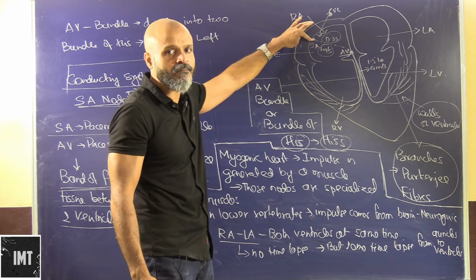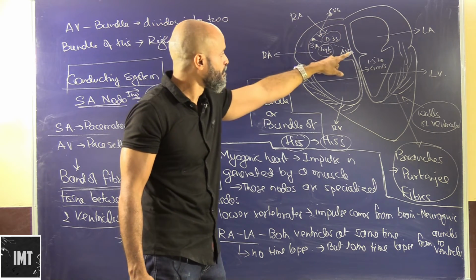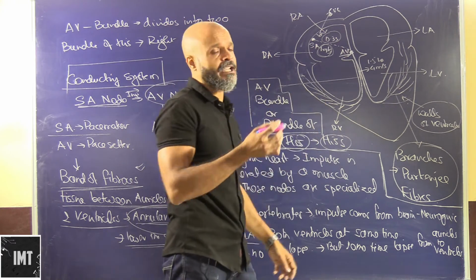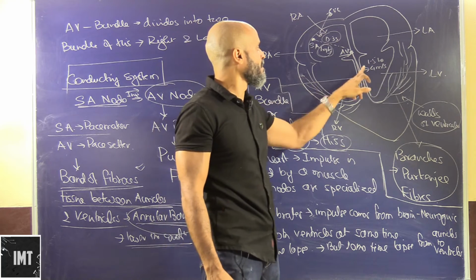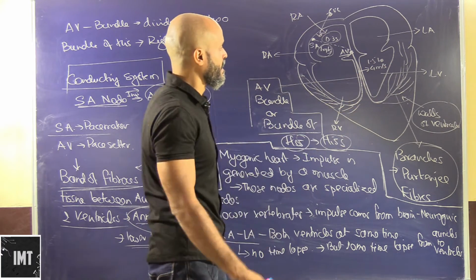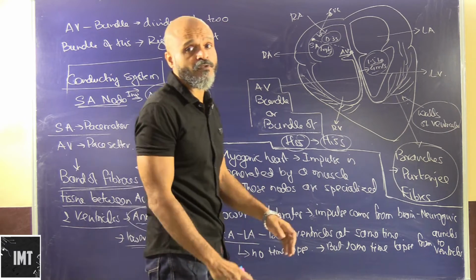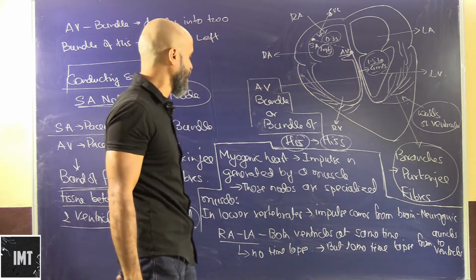SA node generates the impulses. It travels all the way up to the AV node, and here it is amplified. So if you look from the SA node to the AV node, the impulses are traveling at the rate of 1 meter per second, but from the AV node to the bundle of His, or to the ventricular walls, it is traveling at a speed of 1.5 to 4 meter per second. So the impulses are amplified out here.